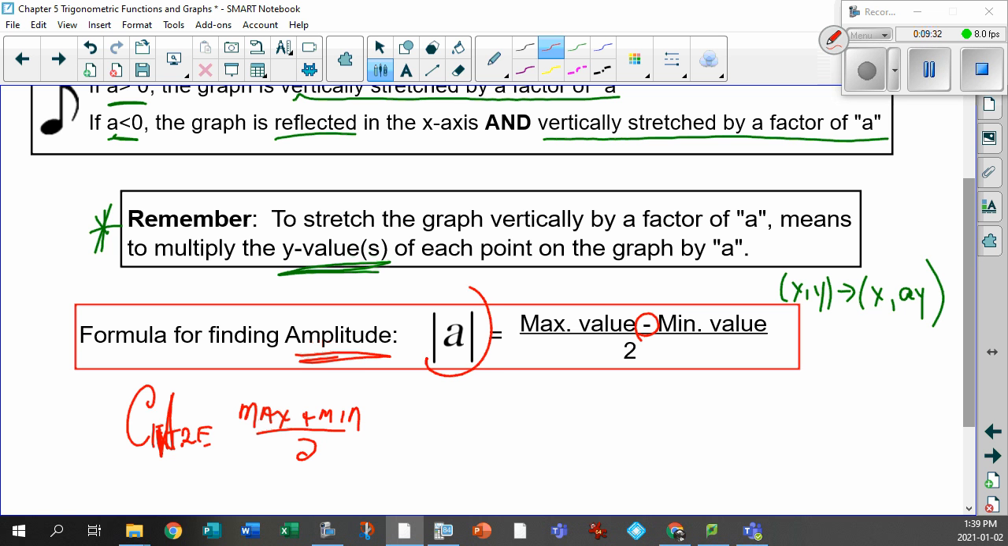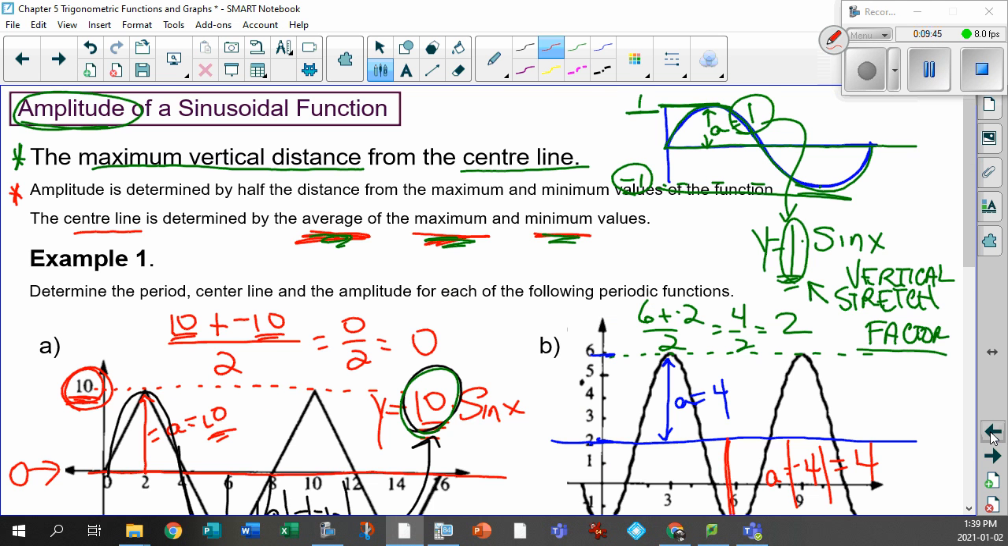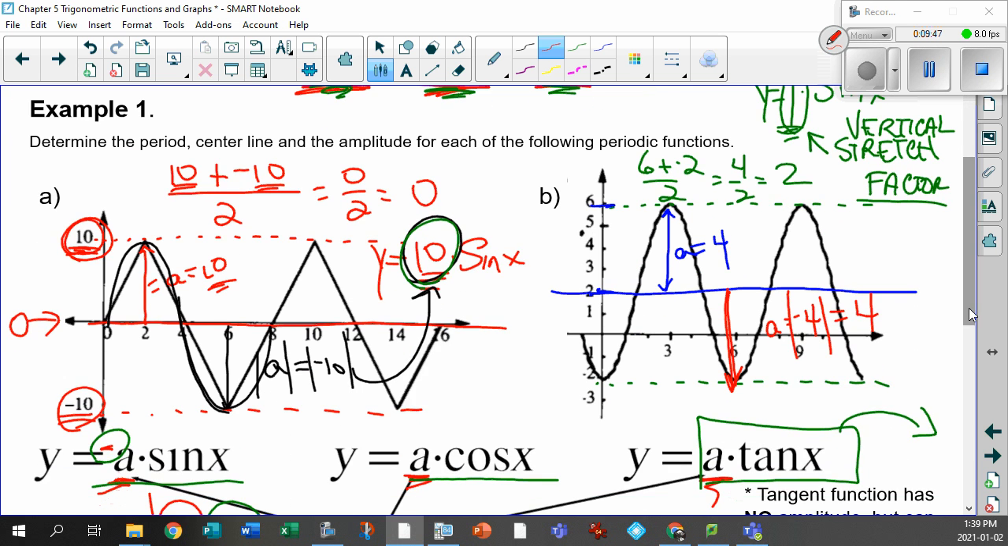But to find the actual amplitude now, all you have to do is take the max and subtract the min and divide it by 2. And that'll actually give you your amplitude. Don't believe me? Watch. Let's go back to this question here. I'm going to go to this guy. I want to find the amplitude. We know the amplitude is 4. Take the max, subtract the min, divided by 2.